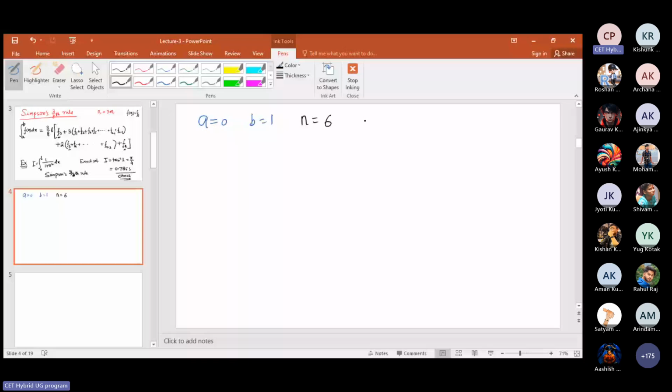So what is h here? H is equals to b minus a over n, which is 6. So that is equals to 1 by 6. As I told you earlier, xj is equals to a plus jh. That means it is jh, where j lies between 0 and n. N is equals to 6 here. All right. And what is fx here? Fx is 1 upon 1 plus x square. So I can make a table now. X values.